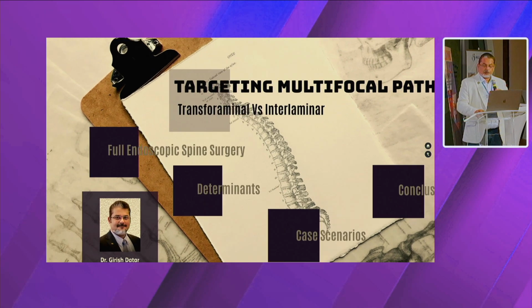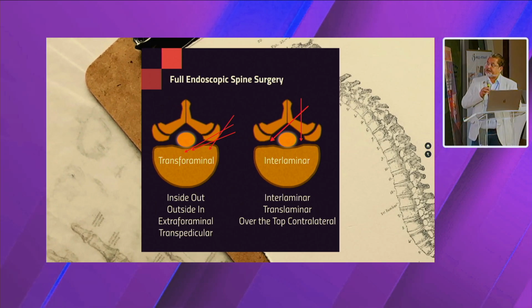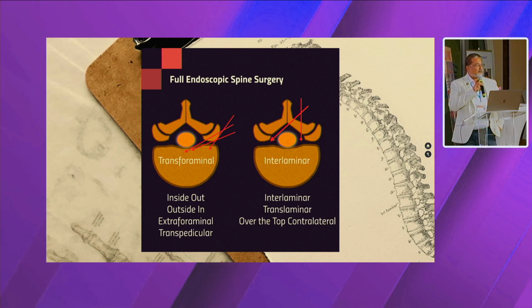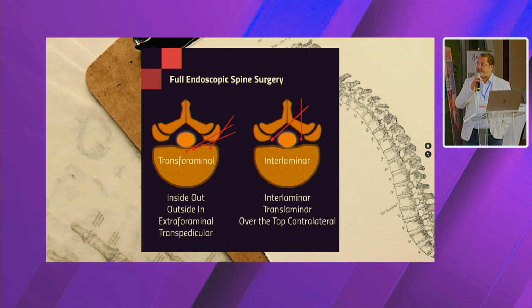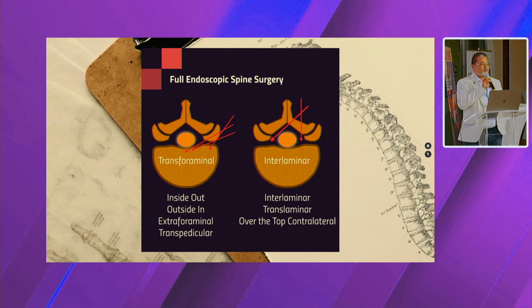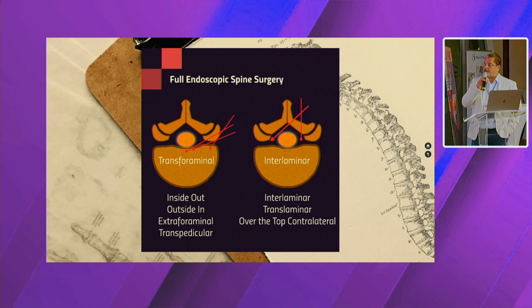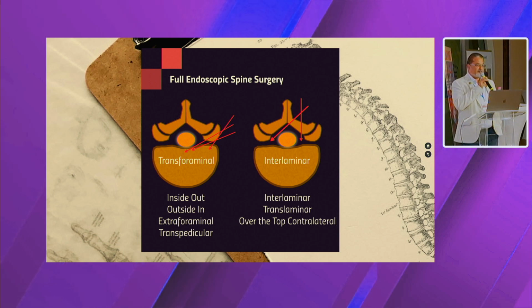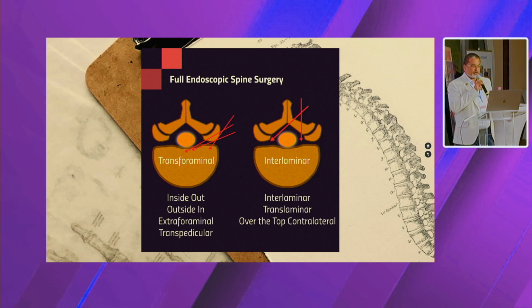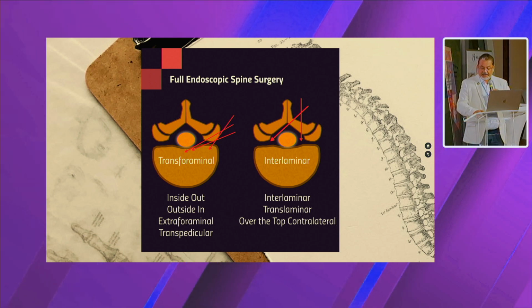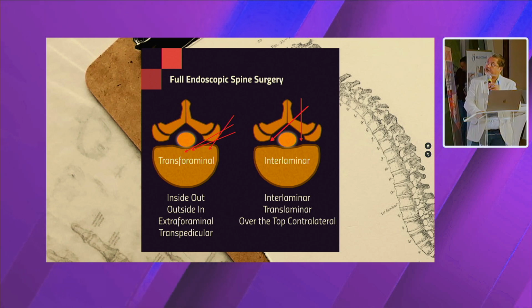So what are the determinants? In full endoscopic transforaminal surgery, the armamentarium that we have is the inside out technique, the outside in technique, the outside out technique, and extraforaminal and transpedicular approaches. Transpedicular is usually at L4, L5 and L5S1. Whereas the interlaminar approaches are interlaminar, translaminar, and over the top contralateral. These are the basic accesses that we have with full endoscopic spine surgery.